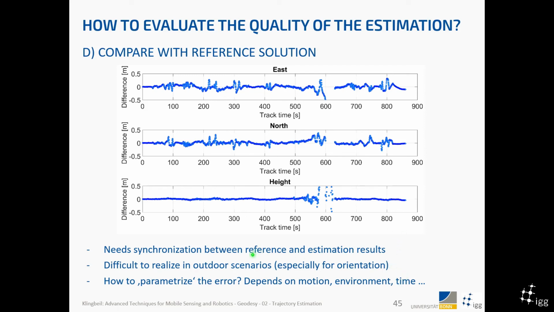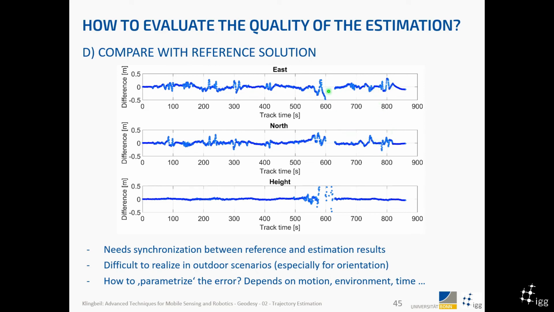And the other thing is how to parameterize the error. So if this is now the error over time, what do you say now is the accuracy of the system? Of course, you can build the mean error, or you can build the root mean square error, but still, maybe you're interested in the maximum error. It's clearly an error which is not normally distributed. So it's a bit difficult to say what accuracy is important.